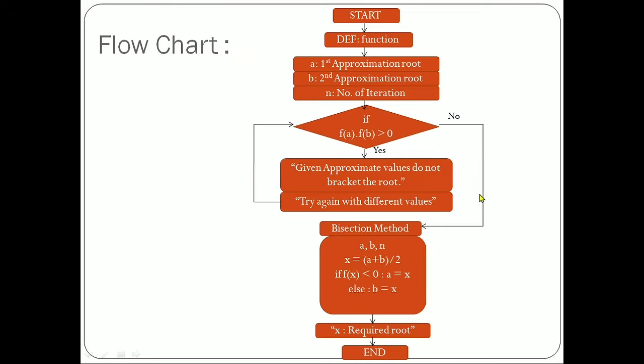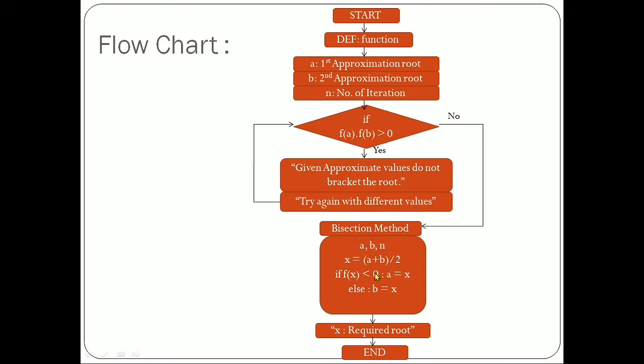And once we get the value of a and b, then we will go for the bisection method. Okay, what is the bisection method? Here we got the value of a, value of b. Now you can define the number of iterations or the permissible error, and after that you can have the value of x by applying the bisection method, that is (a plus b) by 2. Now check what is the value of f of x.